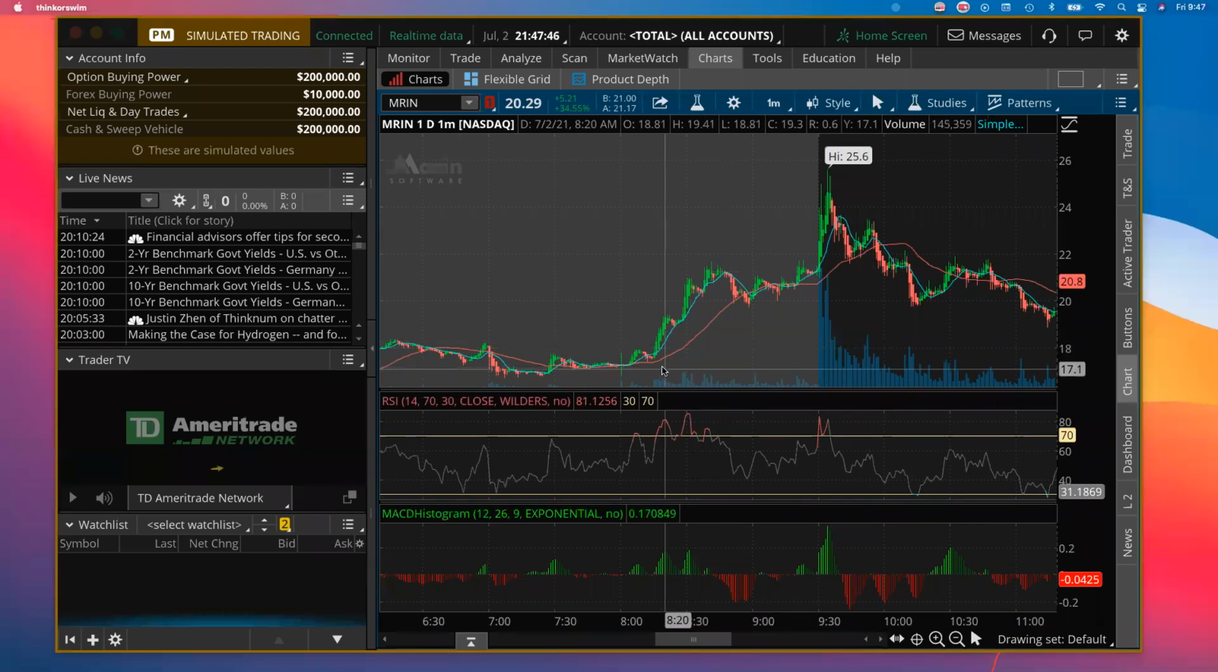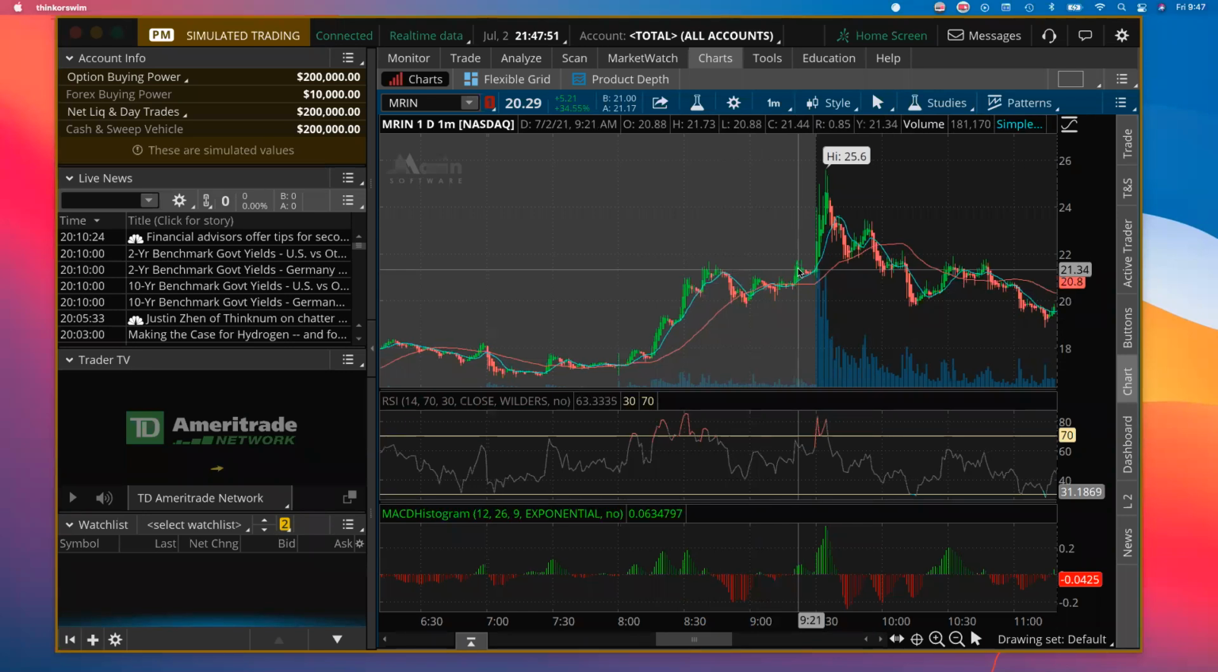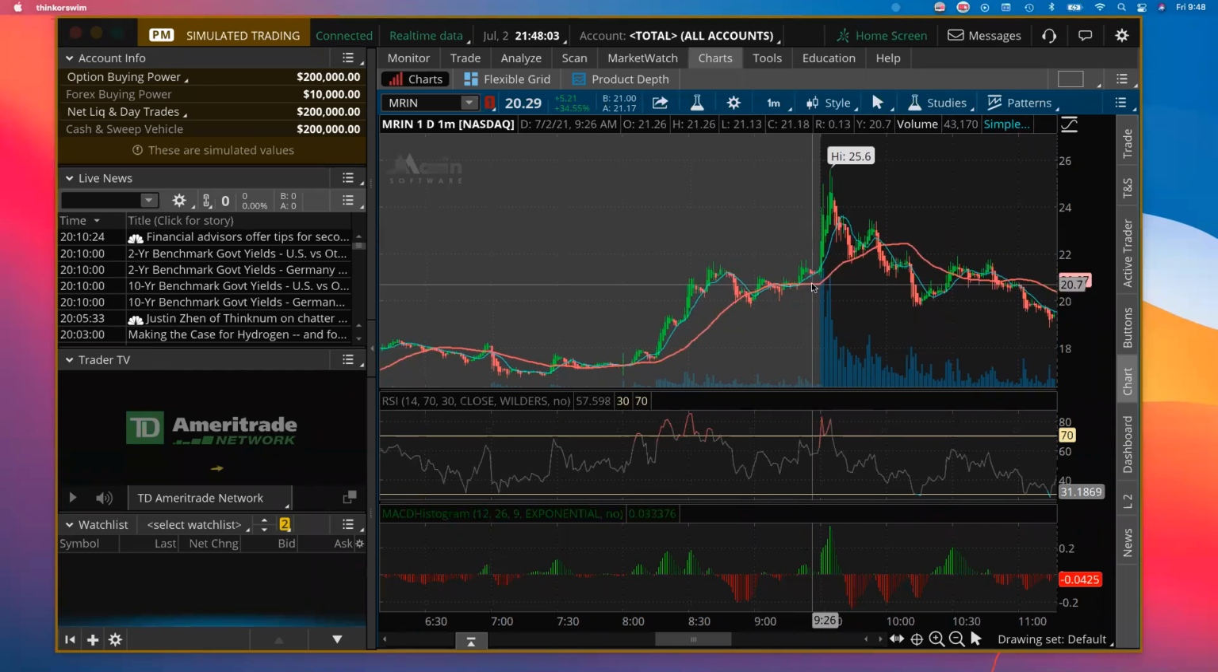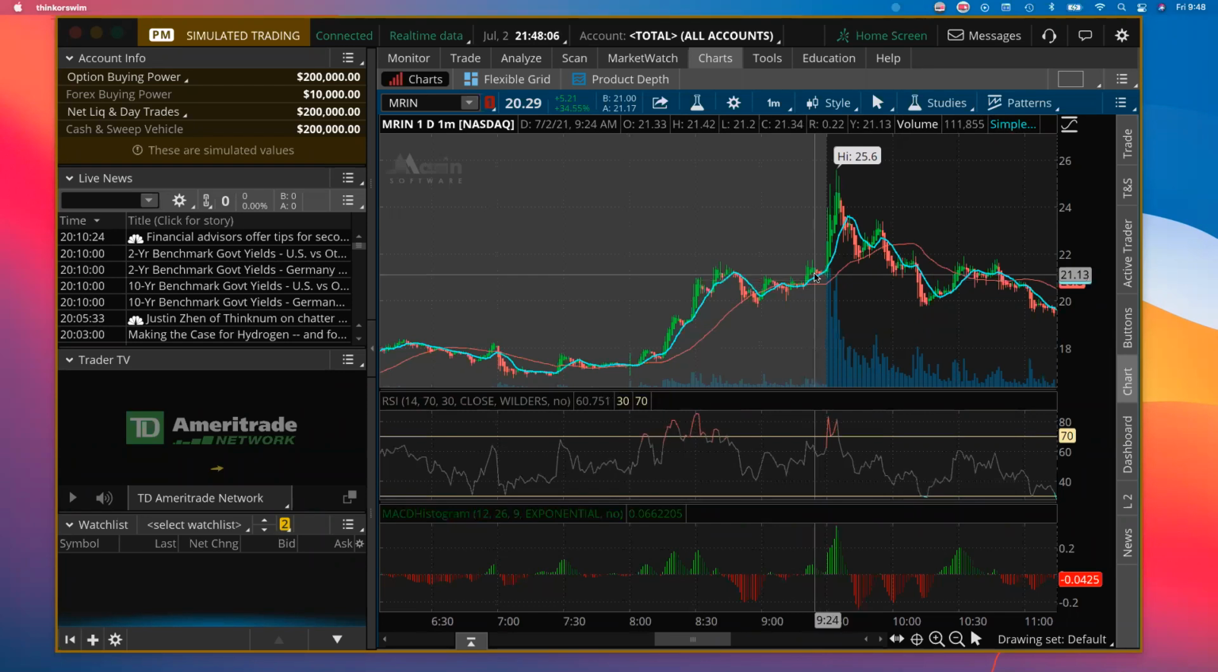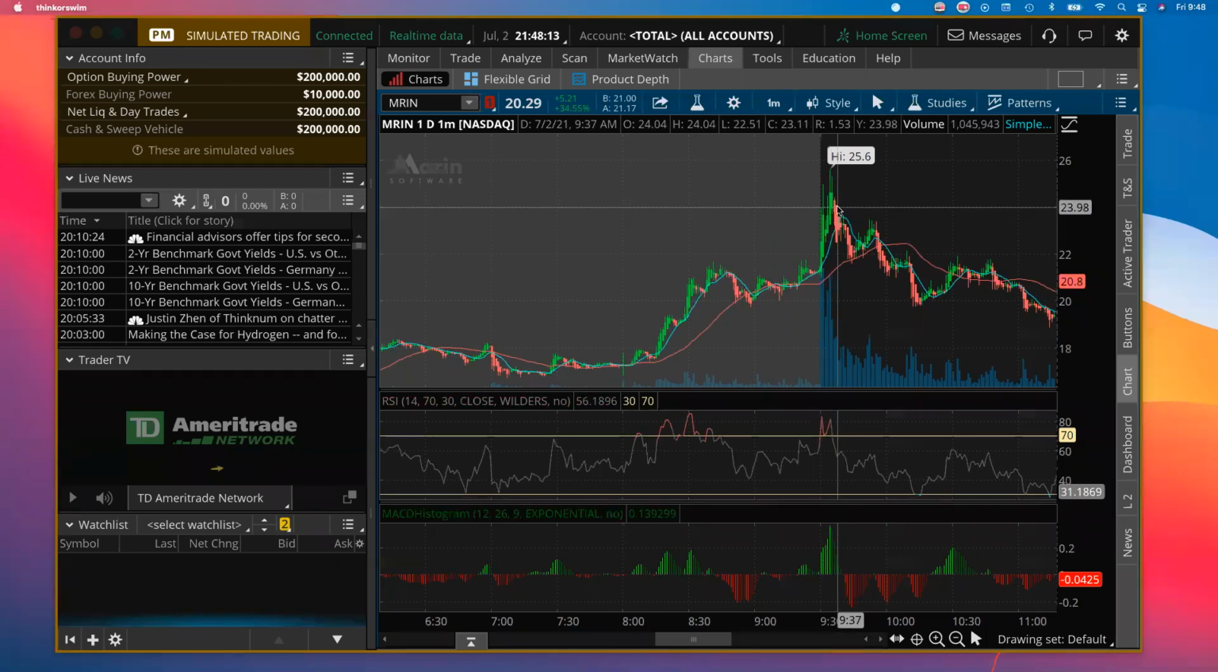So over here, I saw this going up. If I was using the two studies that I told you about, this right here is what I would have been paying attention to: that 40 moving average is staying down while the 10 is going up. And at market open, I would have watched this and I wouldn't have bought in, because you could buy in if you're that quick, if you're using Active Trader.